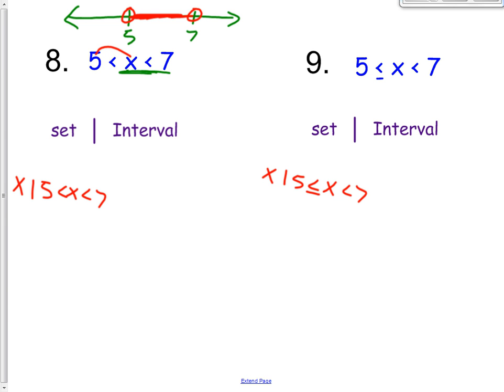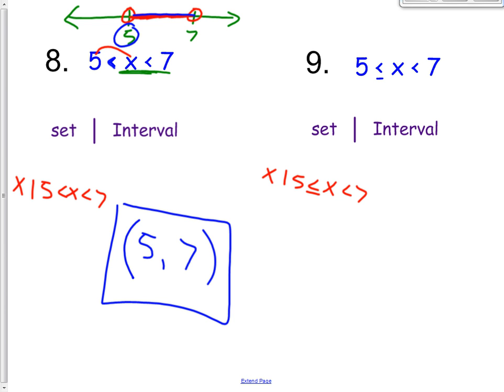Make sure you listen very closely here. We start to the left, so it starts at 5. Can it equal 5? No, it cannot. It is less than, not less than or equal to. So when it's less than, you use a parenthesis. So it starts at 5, comma, how far to the right does this go? It goes right, right, right, and bam, it stops right there. So it stops at 7. Does it stop when it equals 7, or does it stop when it's less than 7? It stops when it's less than 7, so once again you use a parenthesis. And here's our answer for our interval notation.